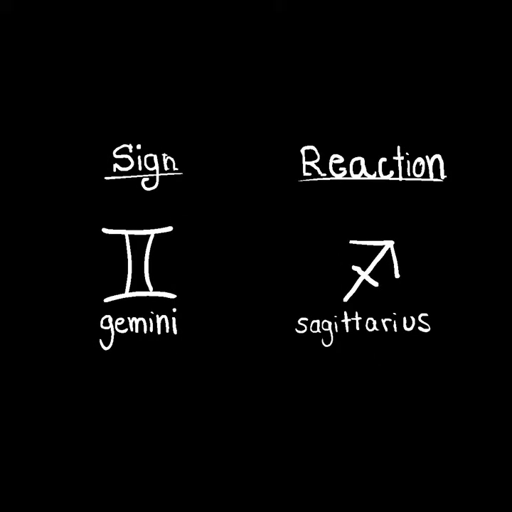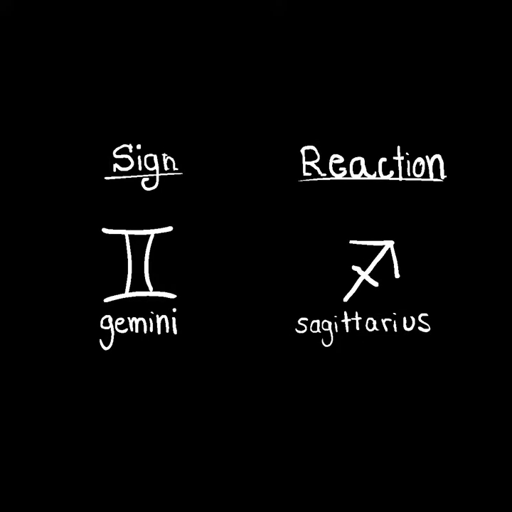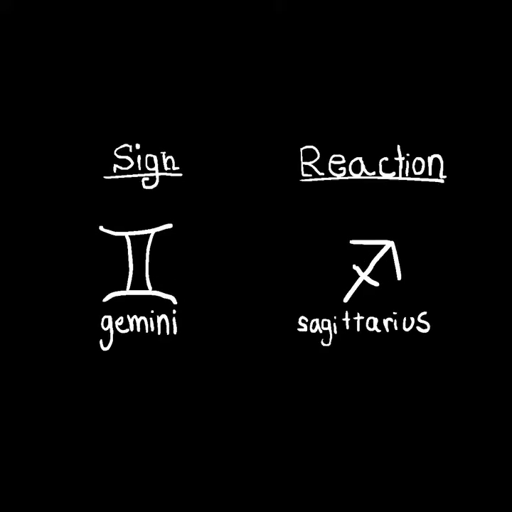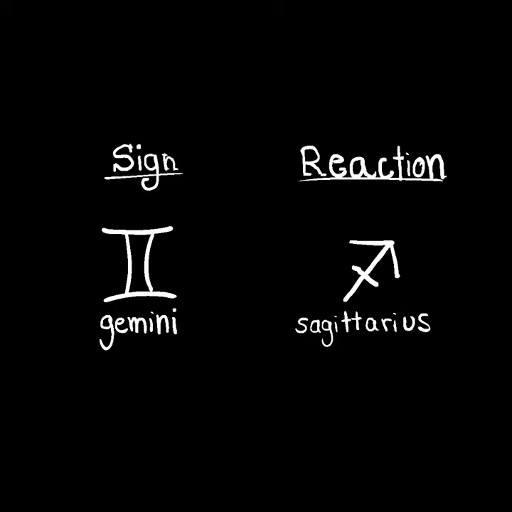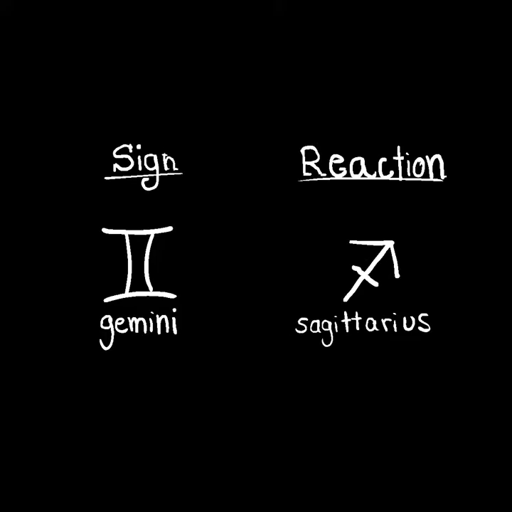Next up, we have Gemini ascendant, or Gemini planets. So the reaction that Gemini gets is Sagittarius, because Sagittarius is the opposite. It's in the 7th house. So with your descendant in Sagittarius, as a Gemini, this means that the reaction that you get is that you tend to inspire people and give them a direction.